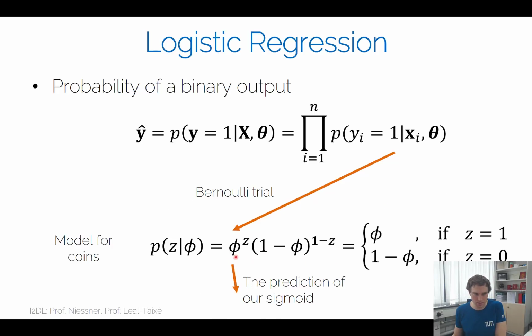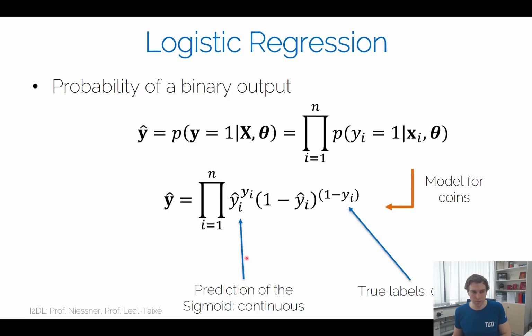We're just replacing the phi's here, respectively, and the z's with the predictions. We're ending up here with the predictions to the power of the labels, and so on. So we have here the predictions of the sigmoid. That's a continuous output because that's our probabilities we're getting. And these yi's here, these are discrete labels. They're either going to be 0 or they're going to be 1.